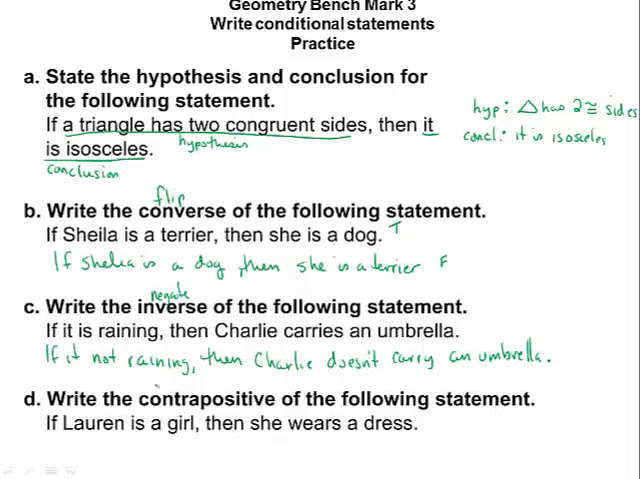Okay, contrapositive does both, flip and negate. So if Lauren does not wear a dress, then she is not a girl. Well, none of this is true, because if Lauren is a girl, that doesn't mean she wears a dress. Lots of girls don't wear dresses. And if she's not wearing a dress, it doesn't mean she's not a girl. You see what I mean?